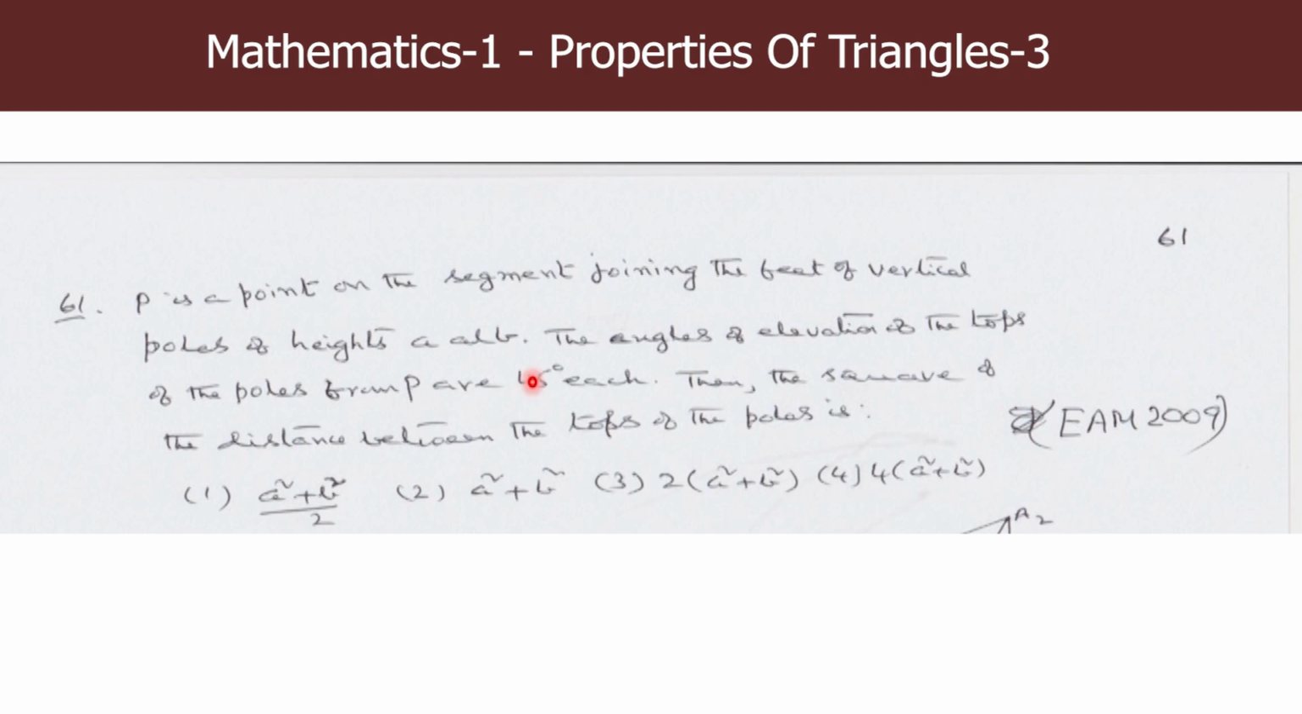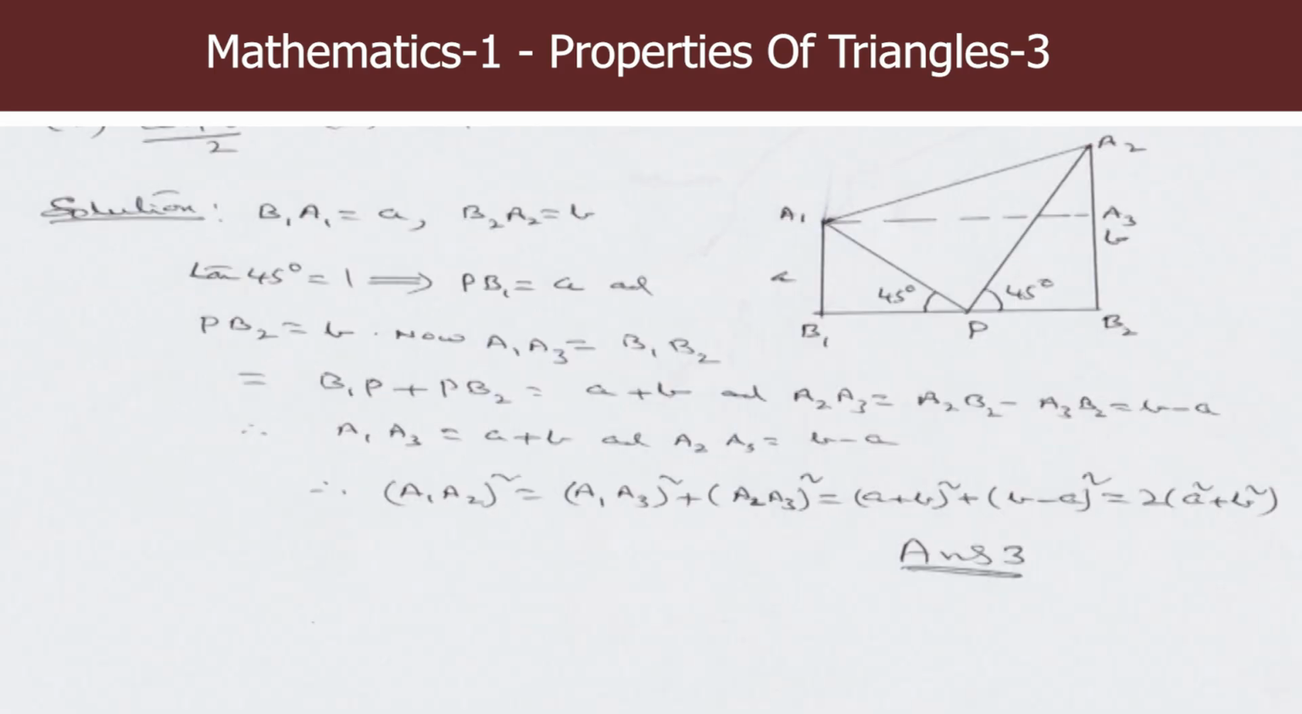61. P is a point on the segment joining the feet of the vertical poles of length a and b. The angles of elevation of the tops of the poles from P are 45 degrees each. Then the square of the distance between the tops of the two poles is: 1, a square plus b square by 2; 2, a square plus b square; 3, 2 into a square plus b square; and 4, 4 into a square minus b square. See the diagram.